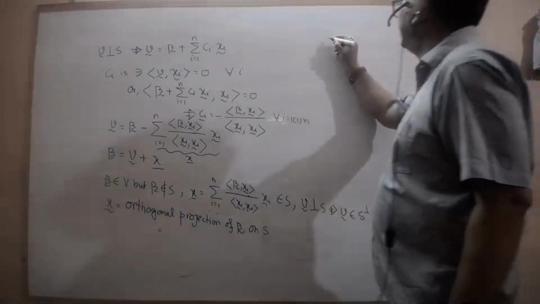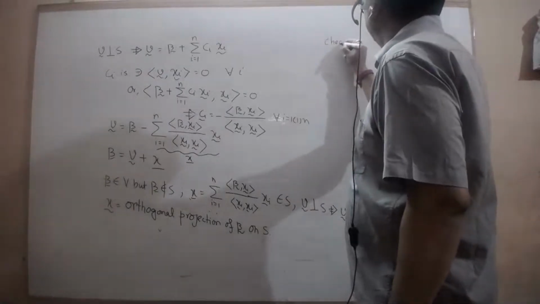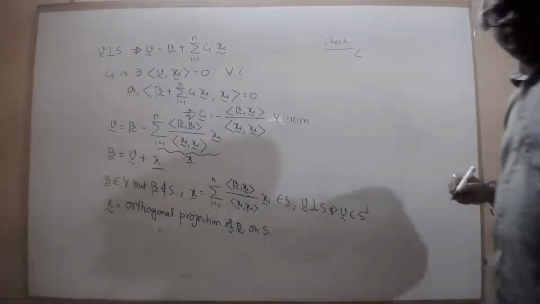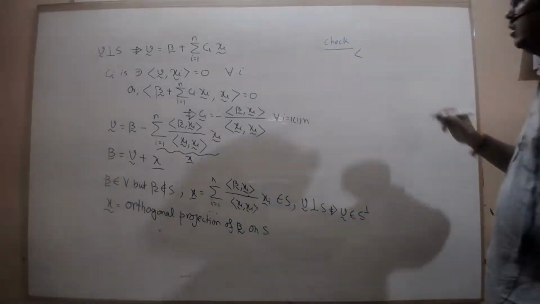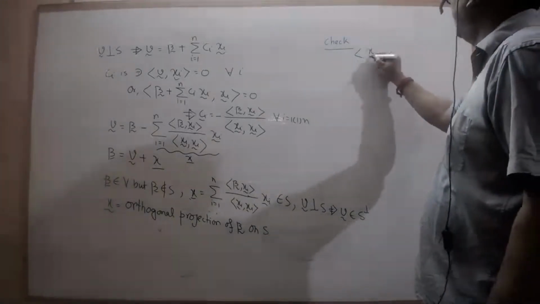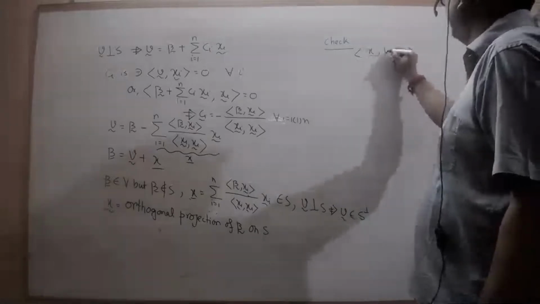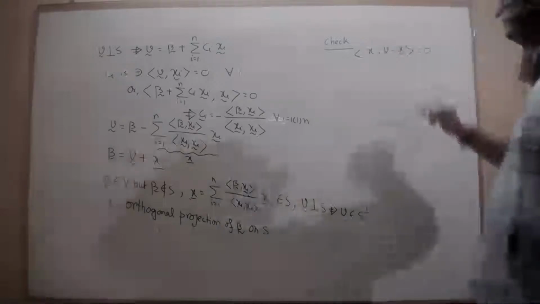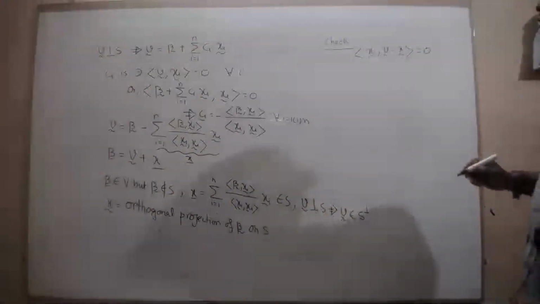So check that. This is your homework. Scalar product of x curve, v minus x curve equal to 0. Homework.